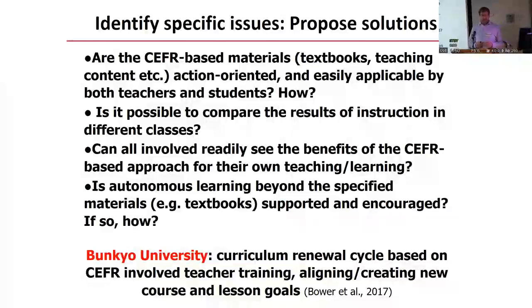But when they self-assessed, they looked at, are their materials action-oriented, easily applicable by teachers and students? The answer, 1, 2, 3 star, was probably 1 star. Okay, even if that. So was it easy to compare the results of instruction in different classes? I think they had probably 28 classes. No, was the answer. It wasn't even 1 star. Can all readily see the benefits? This is a very diverse answer. Okay, so the director at the time definitely could. Teachers at the time, at the beginning, no.